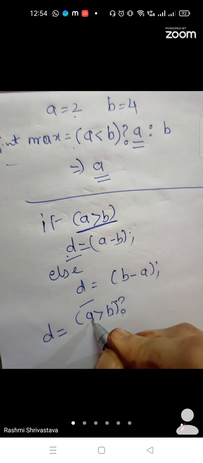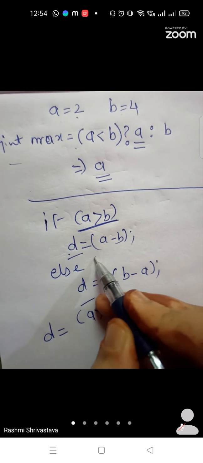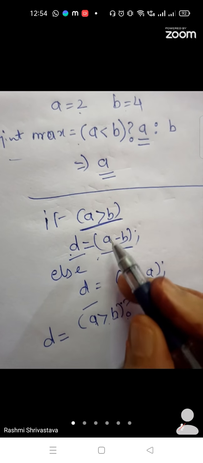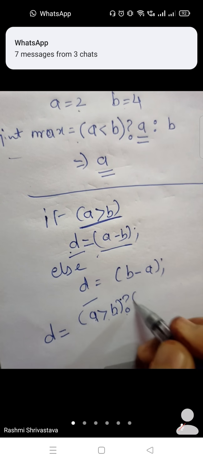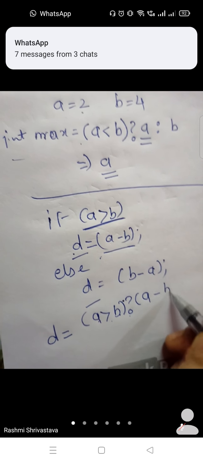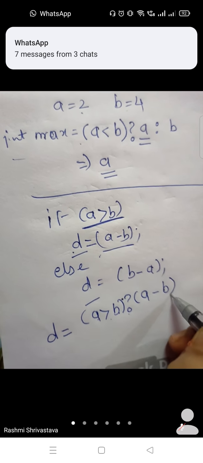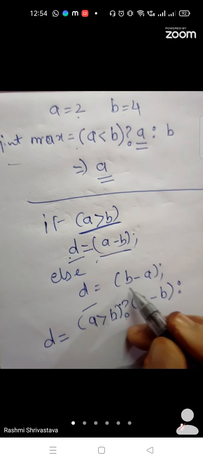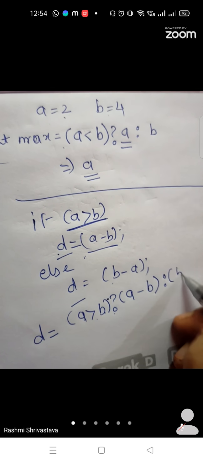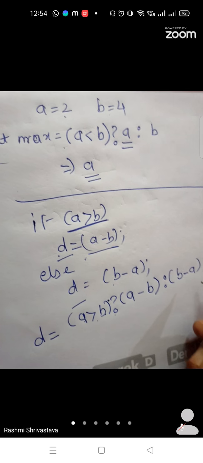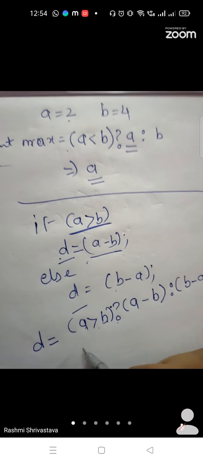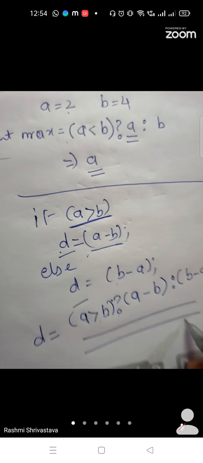If the value of A is greater than B, then this option will get executed, no? So that means this is going to be my first option. So what will I write here? A minus B. Okay. Then colon. Then the second option, what will come here? B minus A. Okay, so this is the replacement of the if else condition.